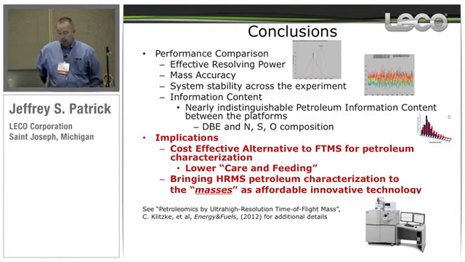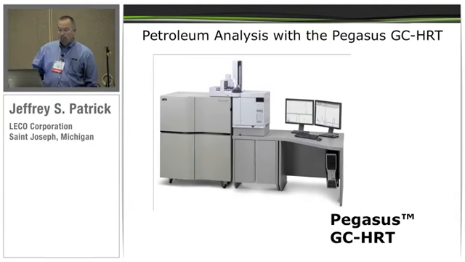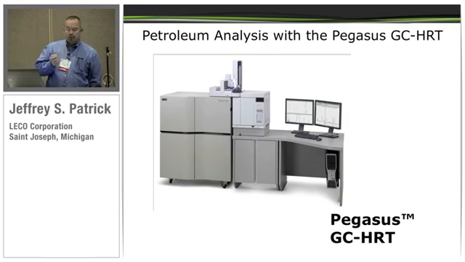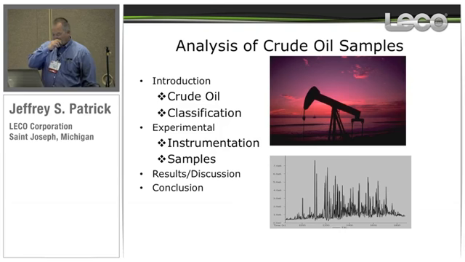And then finally, what are the implications? Well, the HR-TOF provides an effective, cost-effective alternative to FTMS, lower care and feeding, and it provides HRMS to the masses of sorts. So now I'm going to transition to petroleum analysis using the GC high-resolution platform. Give some brief examples of its capabilities, where we've applied that as well. For crude oil classification and some experimentation.